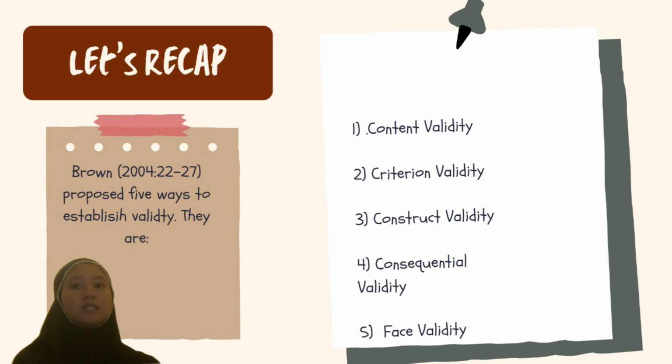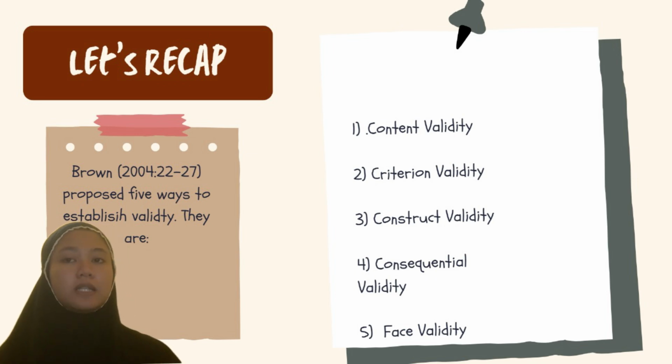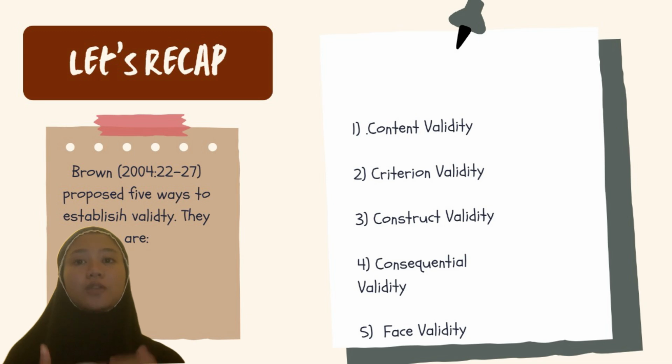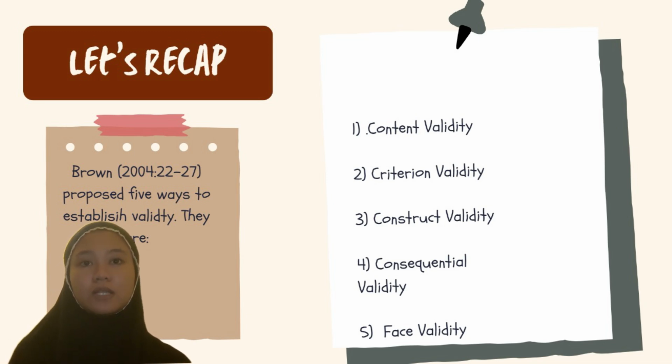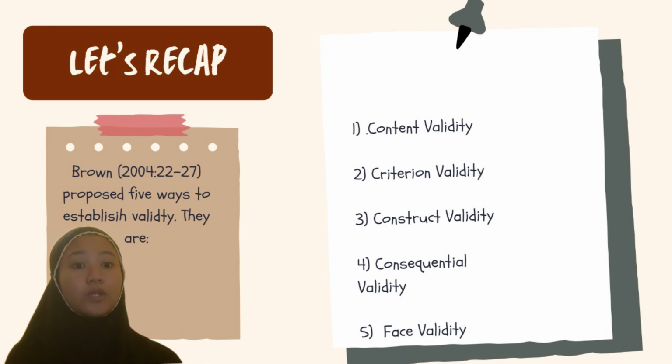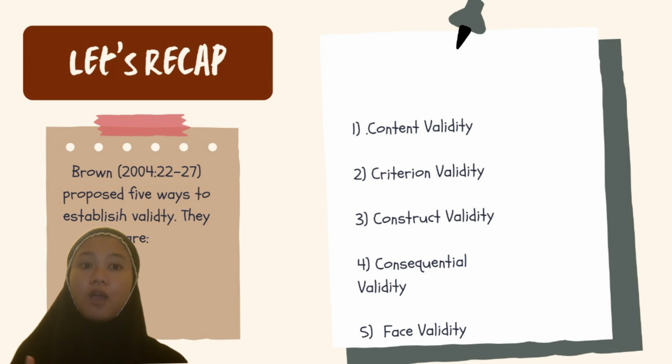And the fourth is consequential validity. Consequential validity refers to the social consequences of using a particular test for a particular purpose. The use of a test is said to have consequential validity to the extent that society benefits from that use of the test.